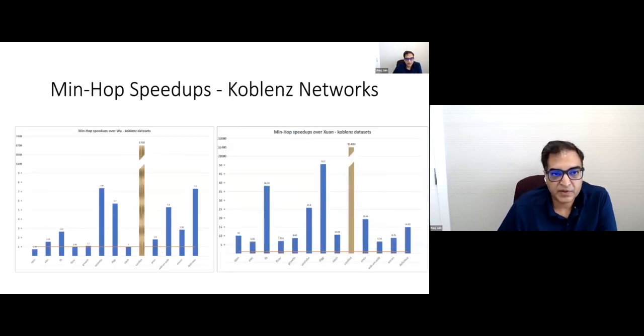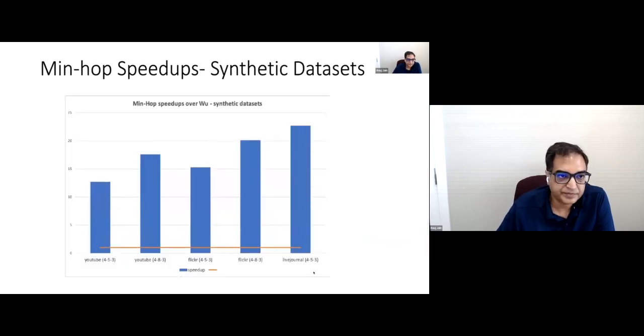And then doing the min-hop comparisons against Wu's algorithms, we see that on the Koblenz datasets, we do better on almost all of them except maybe 2 of the datasets. And then comparing against Schwann's algorithm also on the Koblenz datasets, we do better on all the datasets, getting a speed up of up to 31,400. Again, because we discover that the graph is highly disconnected. And then finally, the min-hop comparisons against Wu's algorithm on the synthetic datasets, and we get a speed up of up to 22 or 23.